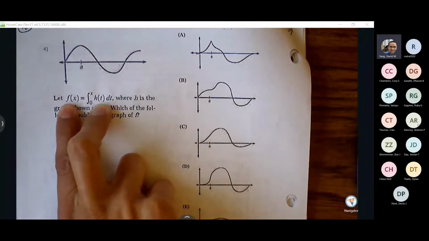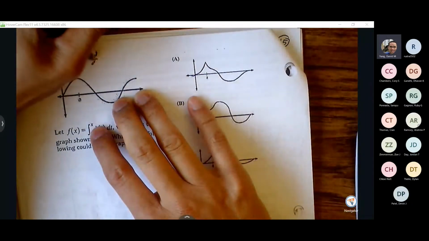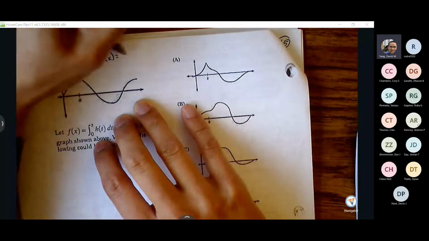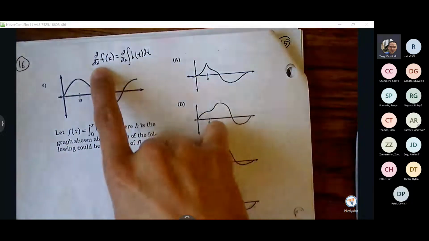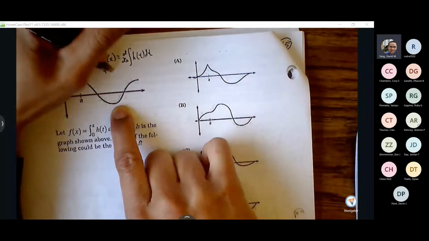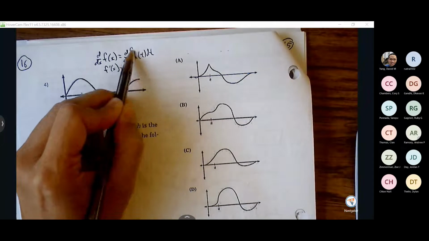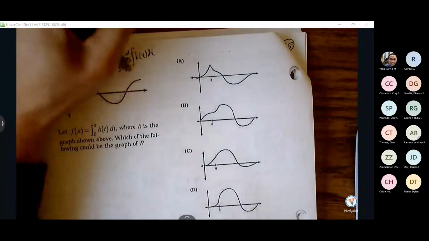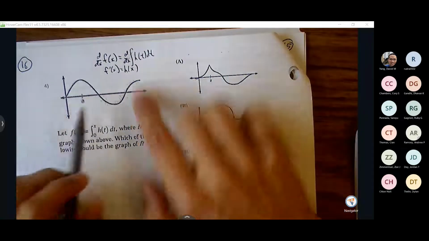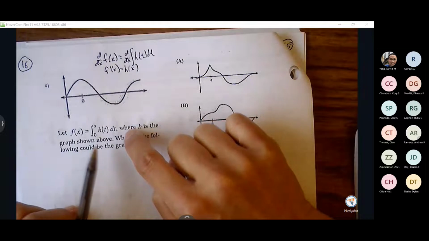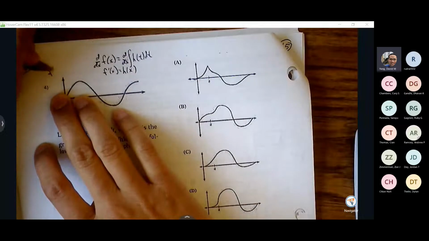We have to know that this is telling us that this is really h prime. Another way that you can do this is to find the derivative of both sides and convince yourself that way. The derivative of f of x is just f prime, and the derivative of the integral, these two operations cancel out, so I'm just left with h. So h is really f prime. This is the h graph, but it's also f prime.